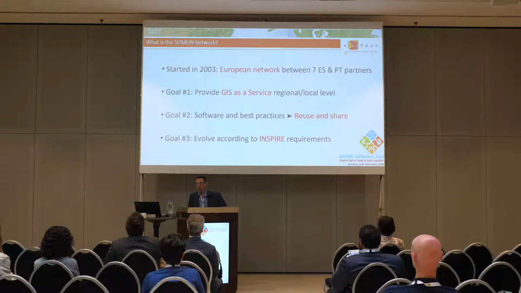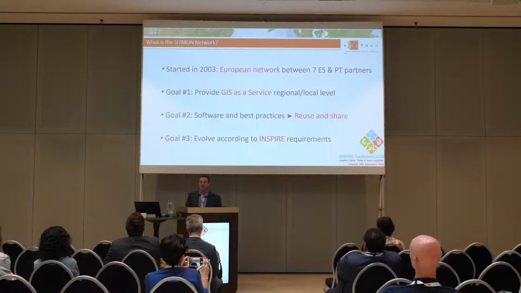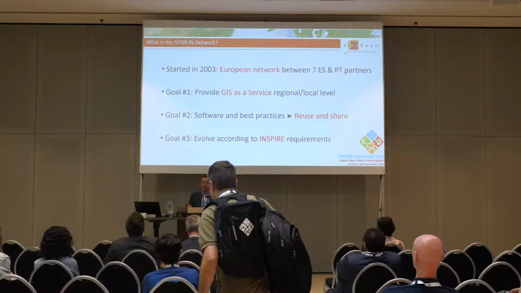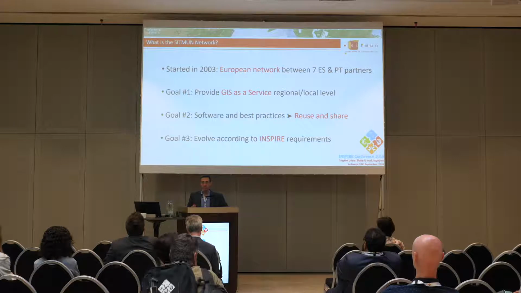The SITMUN network was started nearly 15 years ago as a European Interreg project between 7 public administrations in Spain and 1 in Portugal. It has 3 main goals. The first is to provide GIS, a geographic information system, as a service for the regional and local level simultaneously. That means that a regional administration should use the same infrastructure as all the local administrations behind it.